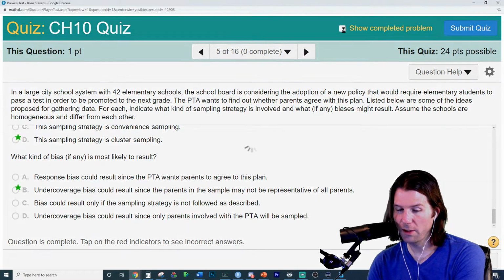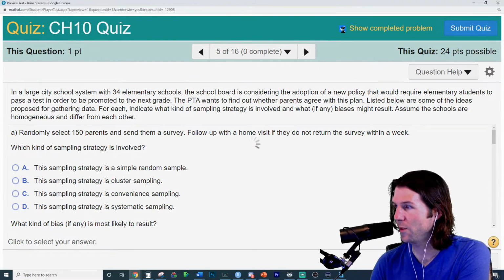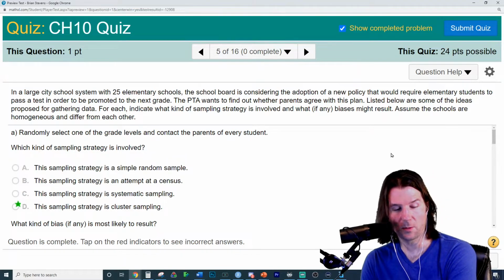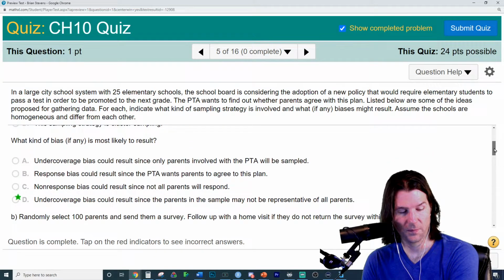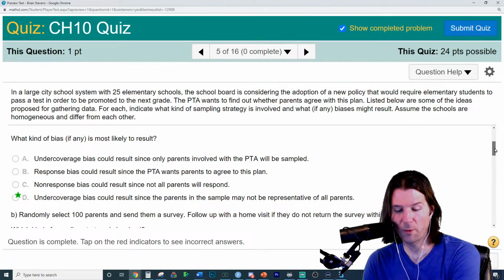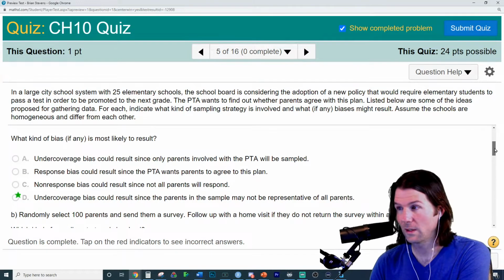Let's look at one more version. And then what questions do you have? Feel free, we're open on questions. I can go to a different random one. Randomly select one of the grade levels. We did that one. Randomly select 100 parents and send them a survey. Follow up with a home visit. Ooh, we haven't done this one yet.